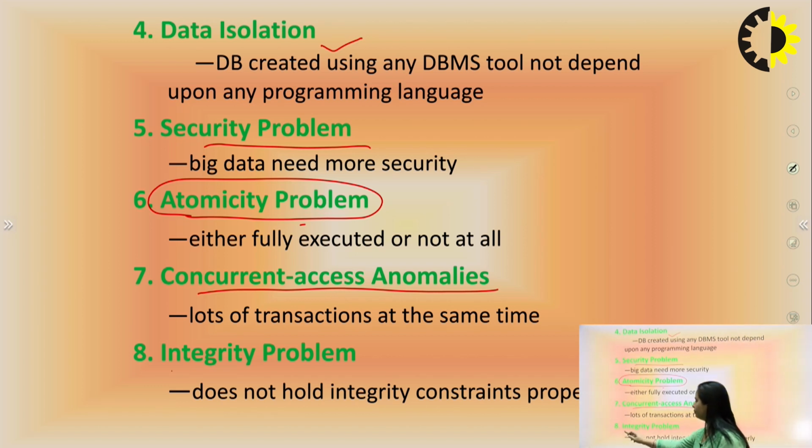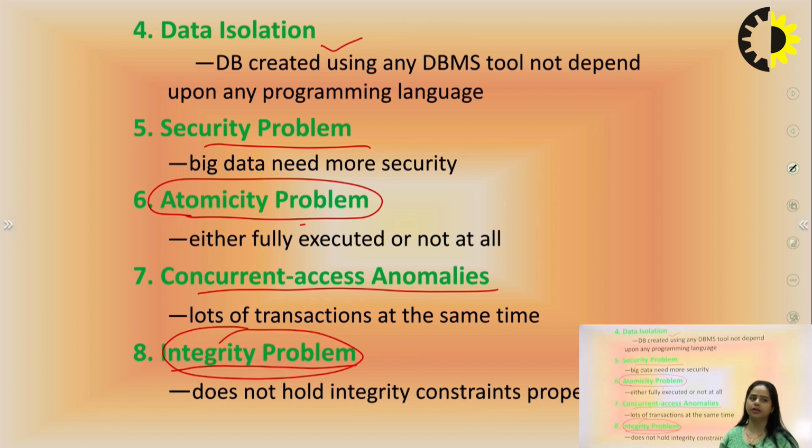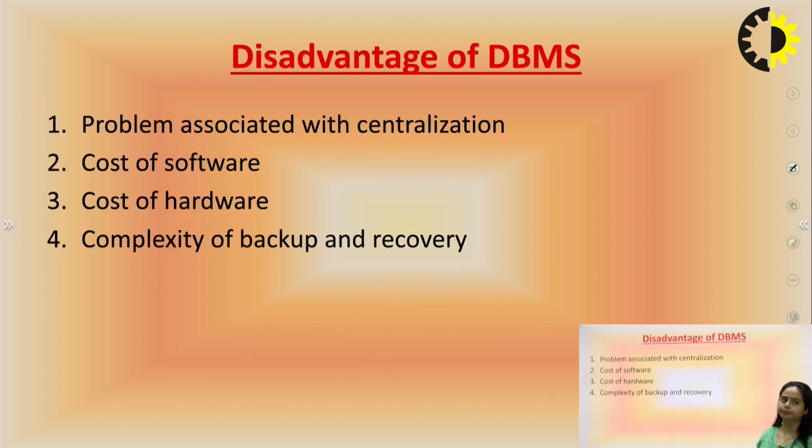Next is the integrity problem. What is the integrity problem? The file system does not hold integrity constraints properly. For example, the bank says that you can take 5 transactions from your same bank, and after the 4th or 5th transaction, charges may be applied to your ATM transactions. So this comes under the integrity problem, as does a primary key that should not be null. These all come under the integrity problem, and this is not maintained in the file system properly.